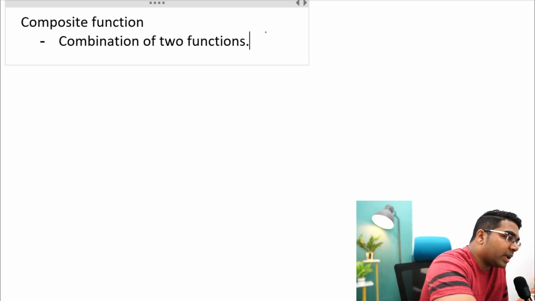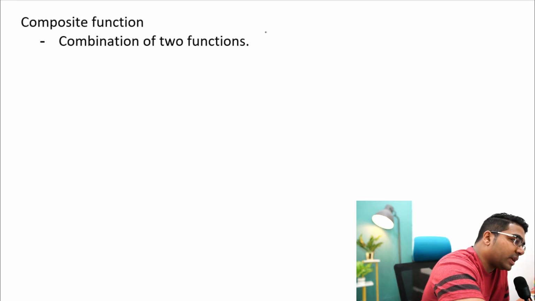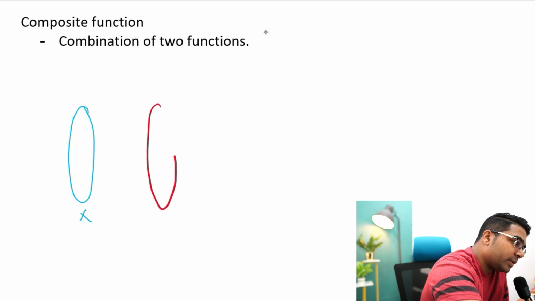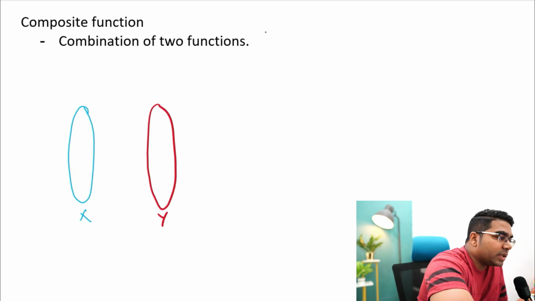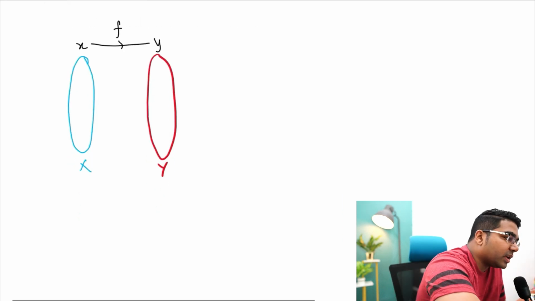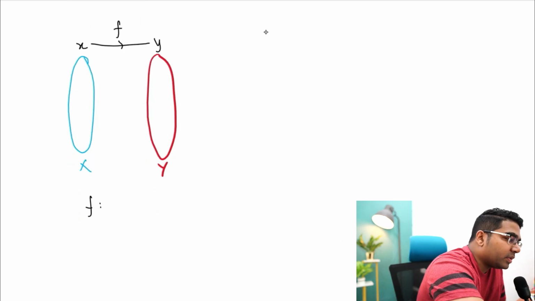Now let's say we had two functions. We start with set x again, this set of values, set x. And then we have another set of values, let's call it set y. So let's say the function f maps x to y. This is the function f. Here we say that f maps x to y.